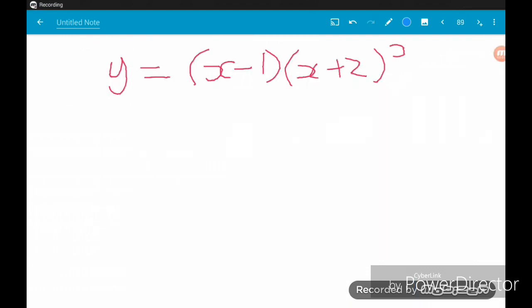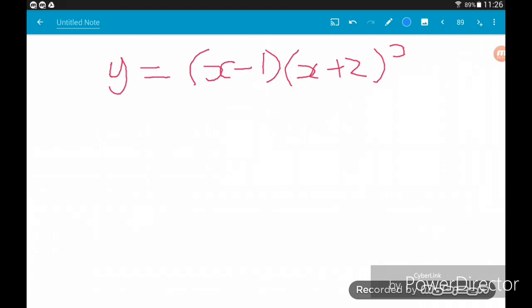Okay, example 3, we've got y equals x minus 1 times x plus 2 cubed. So, we have a distinct factor, x minus 1, and then a triple factor, x plus 2 cubed. So this quartic is only going to cross the x-axis twice.